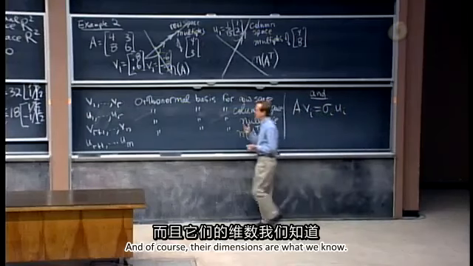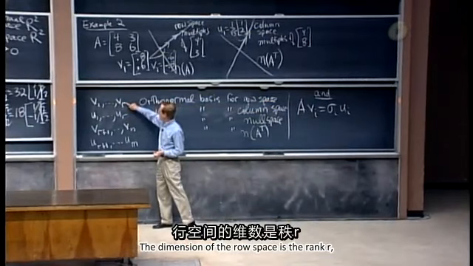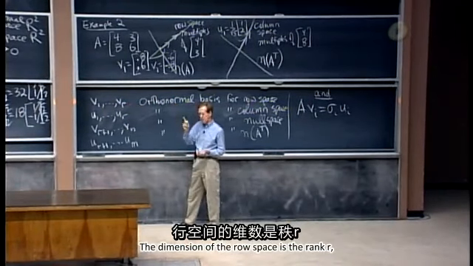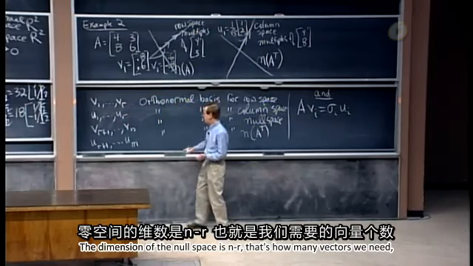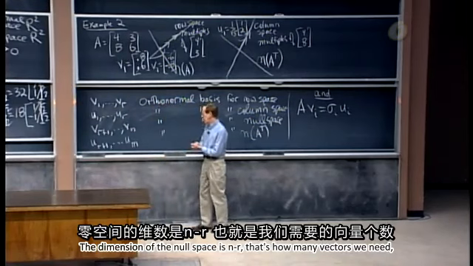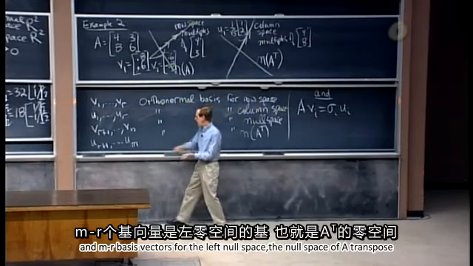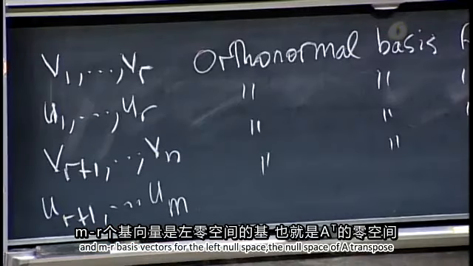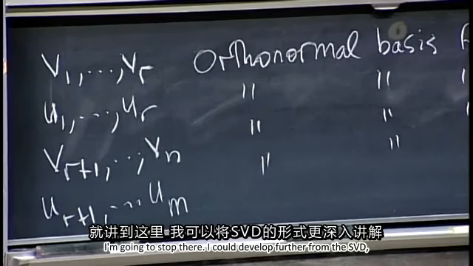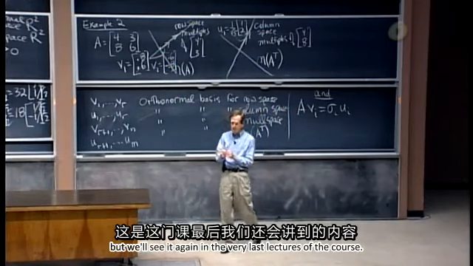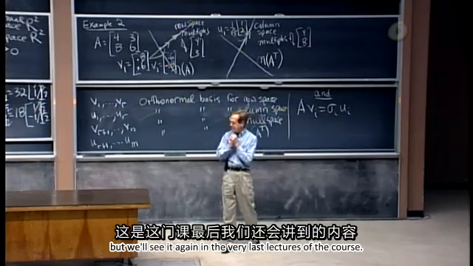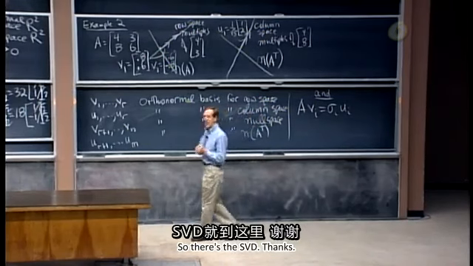And of course, their dimensions are what we know. The dimension of the row space is the rank r, and so is the dimension of the column space. The dimension of the null space is n minus r. That's how many vectors we need. And m minus r basis vectors for the left null space, the null space of A transpose. Okay, I'm going to stop there. I could develop further from the SVD, but we'll see it again in the very last lectures of the course. So there's the SVD. Thanks.